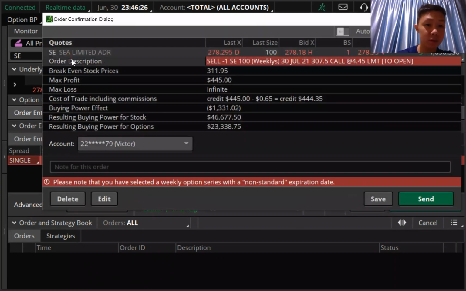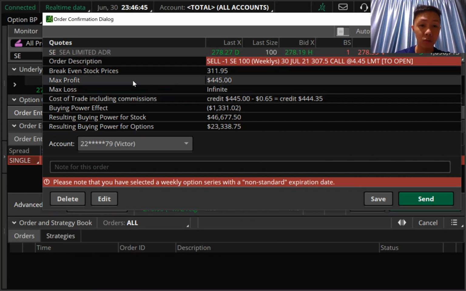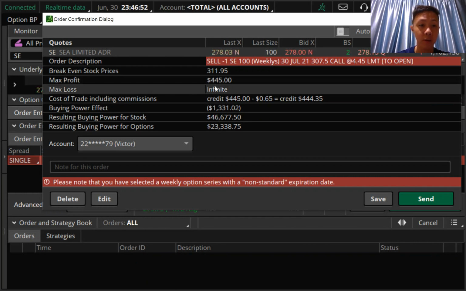Confirm and send. You will see here order description. Sell one SE at this expiry date, strike price 307.5. Premium you receive is 445. So when you sell call option, the premium that you will receive is $445. Your max loss here, they put here infinite. Don't let this infinite word scare you, unlimited loss.